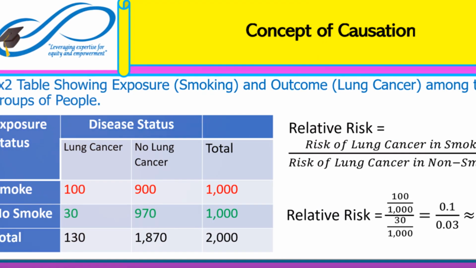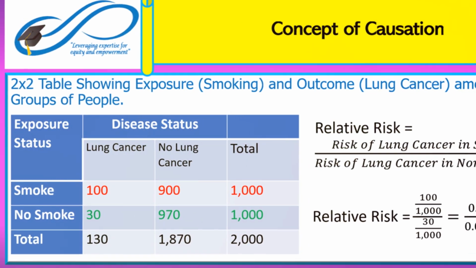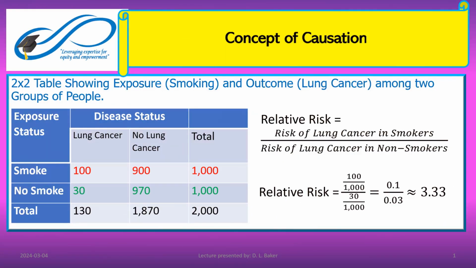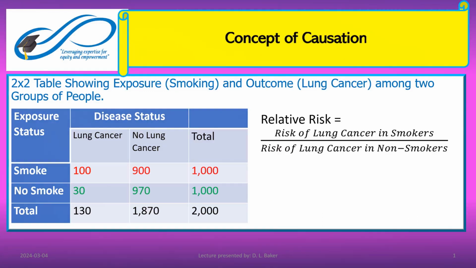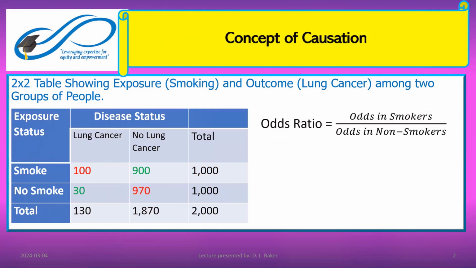If the relative risk is 3.33, it implies smokers are 3.33 times more likely to develop lung cancer than non-smokers. Meanwhile, an odds ratio of 3.6 indicates that the odds of developing lung cancer for smokers are over 3 times higher when compared to the odds for non-smokers. These metrics provide a numerical grasp on the strength of the association.